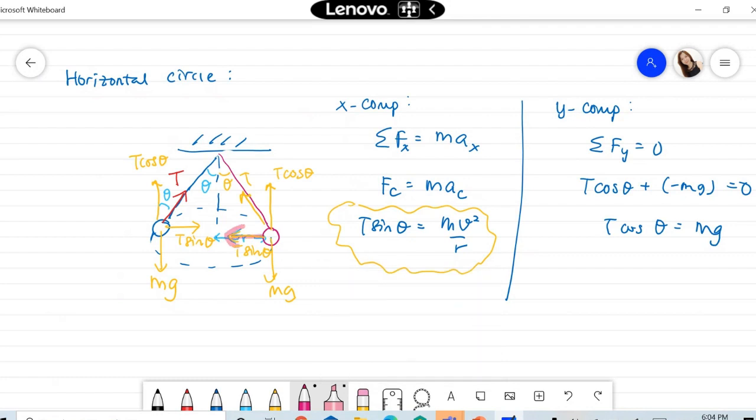Acceleration will be towards the center of the circle. Right? When the ball is located here, it's towards the center of the circle. So we always take the direction along the AC as positive. So when the ball is here, you take this as positive. That's why this component is still positive.